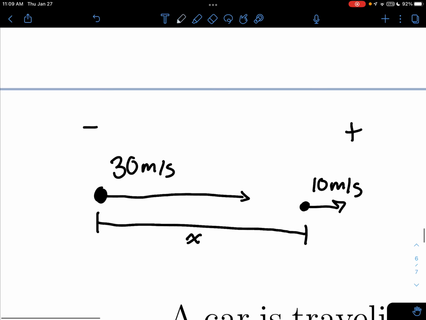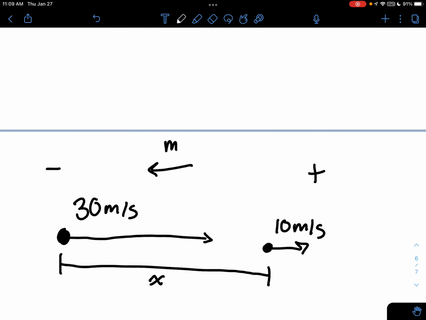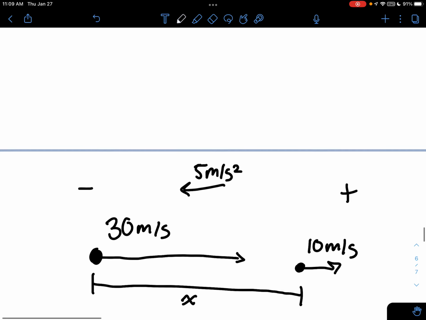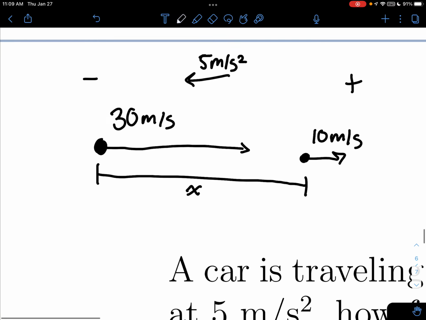The direction of motion is to the right and the car is slowing down. Therefore, our acceleration vector, whose magnitude is given as 5 meters per second squared, is going to be to the left. So that is going to end up being a negative acceleration.